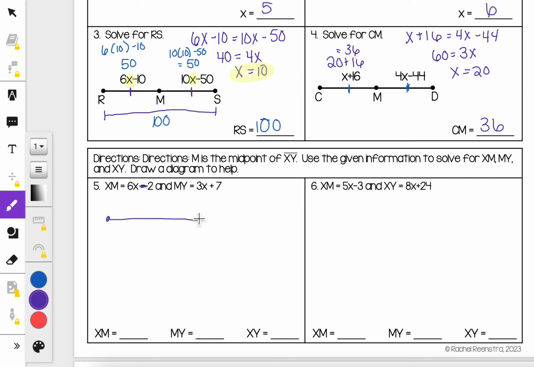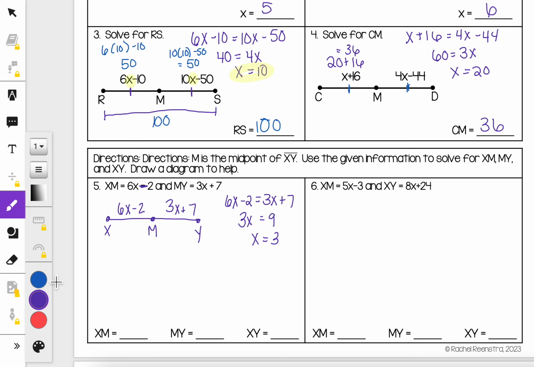Okay, so I'm going to draw my segment. This is segment XY, and M is the midpoint. I know that XM is 6X minus 2, and MY is 3X plus 7. So this is just like the ones that we did above, except we had to draw that diagram out first. So I can set my 6X minus 2 equal to 3X plus 7. Subtract 3X from both sides, add 2 to both sides, and we get X equals 3.